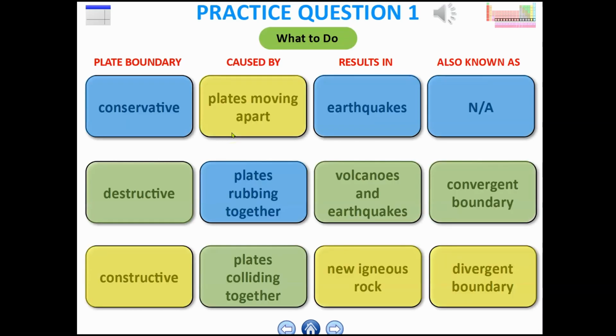So here are the answers. You see, a conservative plate boundary is caused by plates rubbing together and results in earthquakes, known as, well, just conservative plate movement. And then we've got destructive, where the plates collide together, causing volcanoes and earthquakes, and there's a convergent boundary. And then constructive, where the plates move apart, new igneous rock is formed, and we get a divergent boundary.